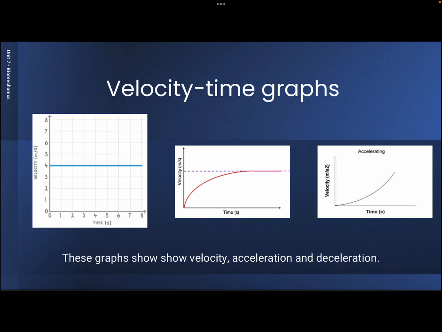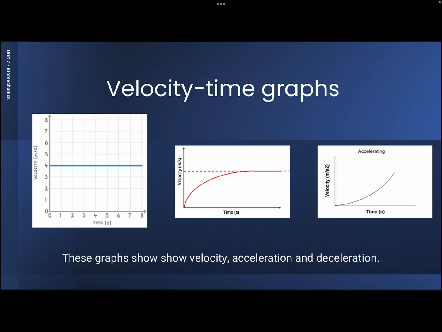Velocity time graphs. These graphs show velocity, acceleration, and deceleration. These three examples below show different movements. The first one shows movement at a constant velocity, and the second one shows the body is moving with decreasing velocity. This is known as negative acceleration, also known as deceleration. The final one shows the body moving with increasing velocity.